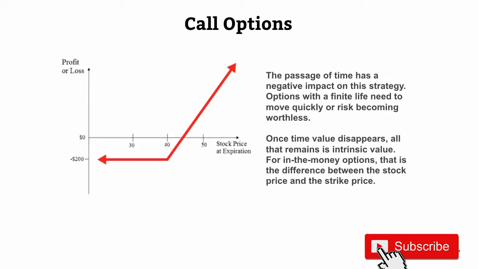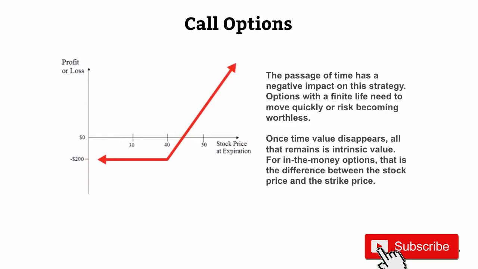Now, as time passes, it has a negative impact on the strategy. And that really goes for all long options, because options have a finite life. And as they go quicker and quicker towards expiration, the time left for the stock to move into a favorable zone is going to be less and less. Once the time value disappears, then all that remains is the intrinsic value. So the difference between the strike price and the current price of the market. For in-the-money options, that's the difference between the strike price and the current price of the market.